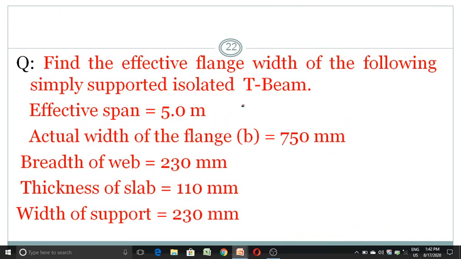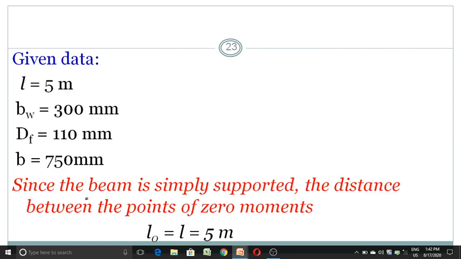That is, find the effective flange width of a following simply supported isolated T-beam. In previous case it is the monolithic T-beam. In this case it is an isolated T-beam. For this the inputs are effective span is 5 meter and actual width of the flange given 750 mm and width of the web is 230 mm, thickness of the web is 110 mm and width of the support is 230 mm. So from that we have to write the given data.